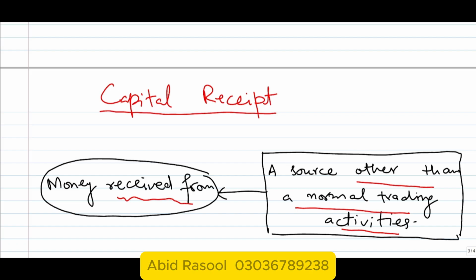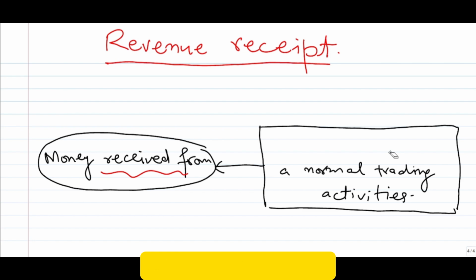Similarly, if we sell off a non-current asset, for example, a vehicle that we bought for $50,000, and now we are selling it after using it 5 years for $10,000. The money received from selling a non-current asset is also a capital receipt, because normally we do not do that activity in our business. So any source other than a normal trading activity becomes a capital receipt for the business.